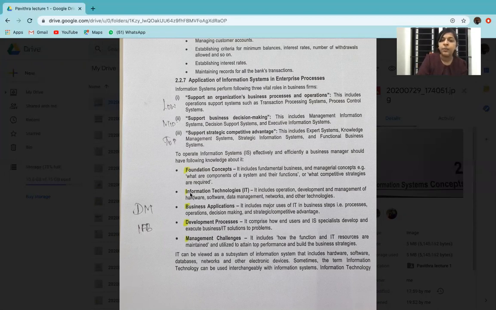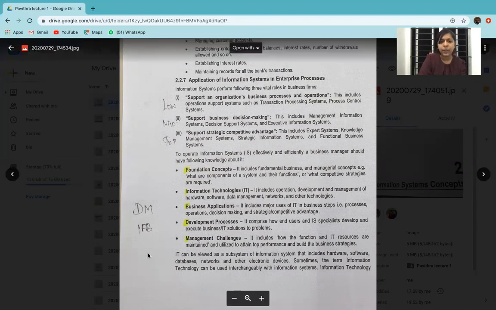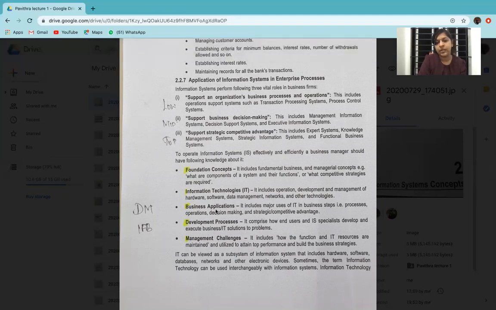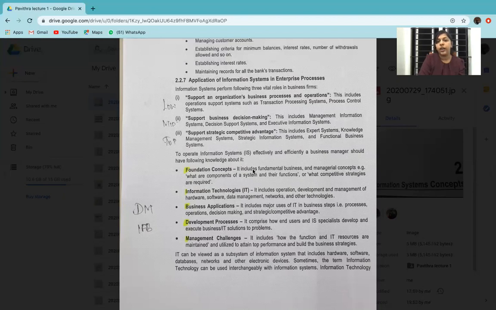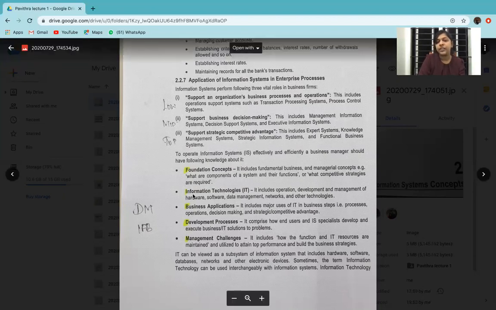And then I is the information technology. I should know about the computers. F is the foundation concepts, the basics. B is the business applications. So let's look into it one by one. Foundation concepts include fundamental business and managerial concepts. And next, the information technology.